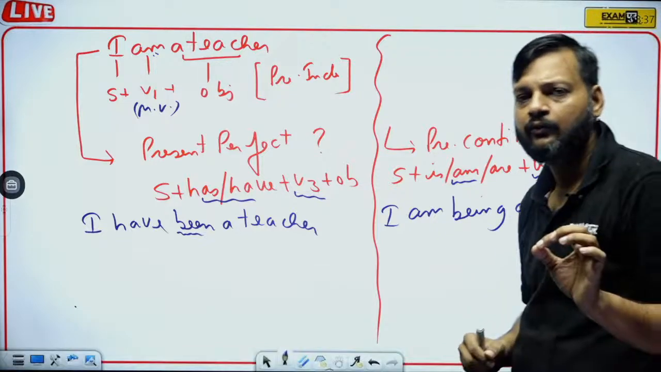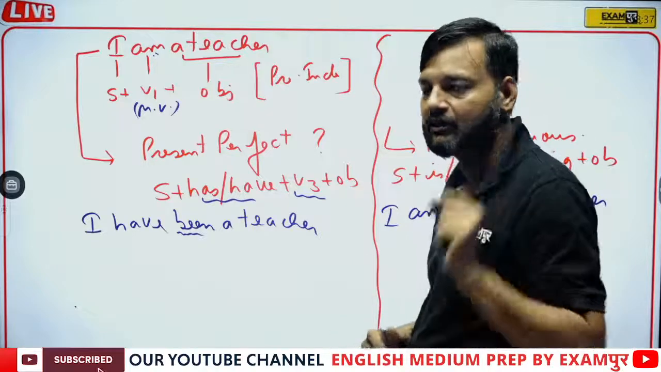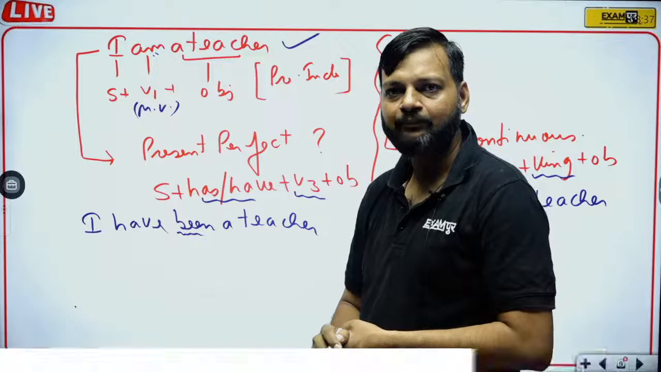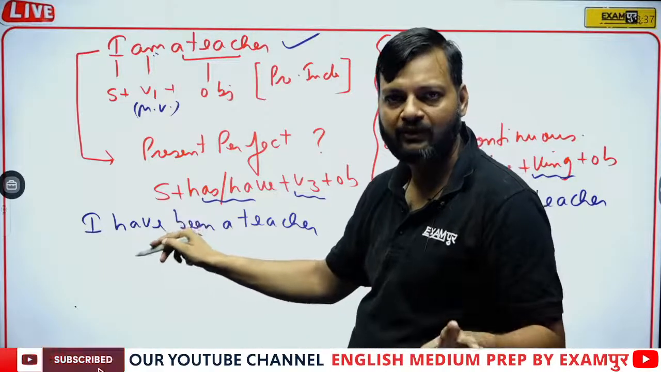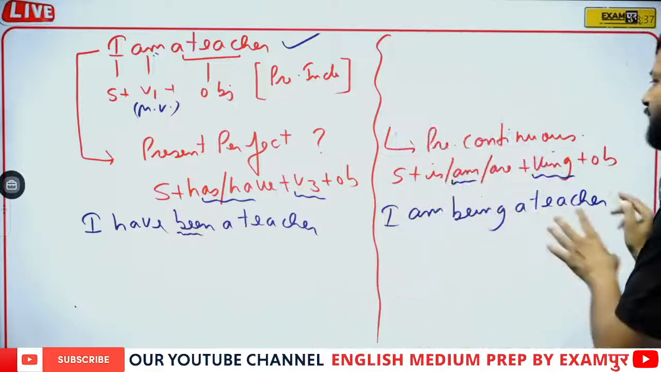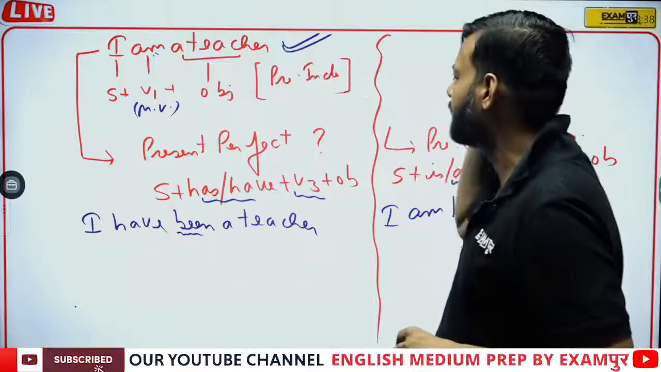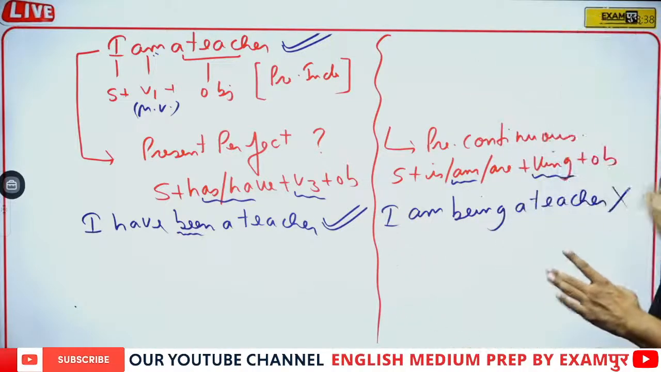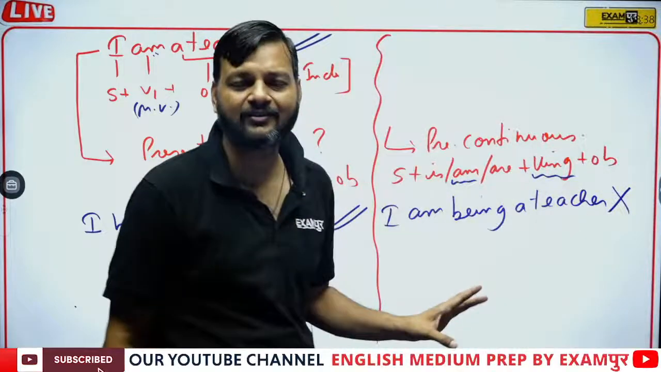Now pay attention, I am going to tell a very important thing for examination. So this was present indefinite tense, I am a teacher, and here we have changed it into present perfect, and here we have changed it into present continuous. But this sentence is absolutely correct, but this sentence is wrong. Third sentence is wrong.